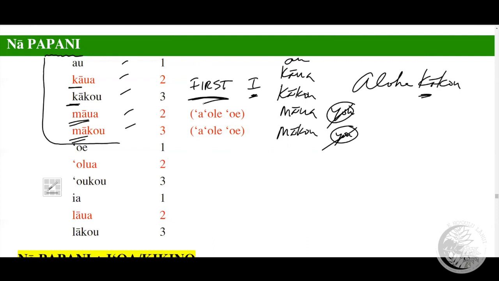And you can again remind ourselves, you notice the word kāua represents 2. And that sound kou represents 3.